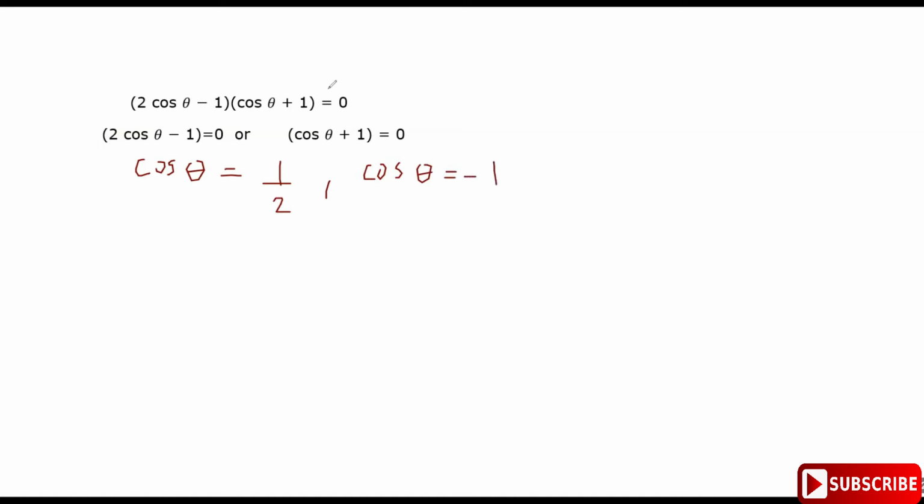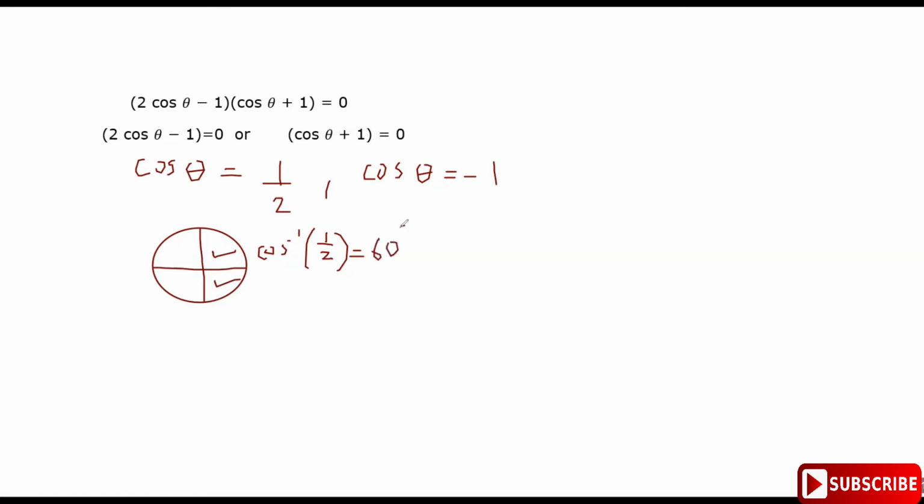So now we draw our circle, and cos of theta equals a half. All right, so where is cos positive? Here and here. So what we need to do is find cos inverse of a half, and that will give you your angle in the first quadrant. Cos inverse of a half is 60 degrees.